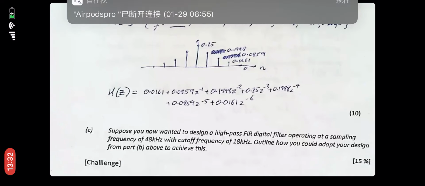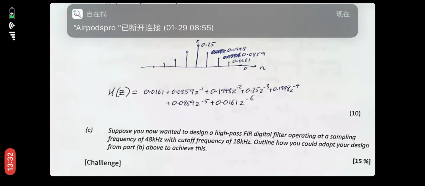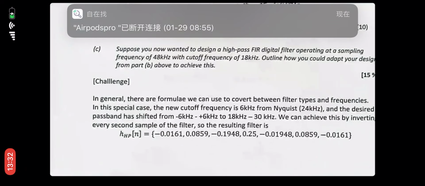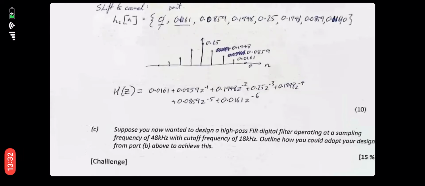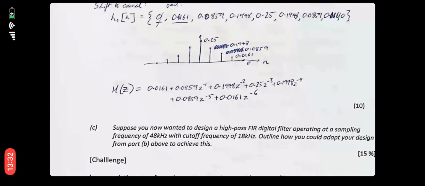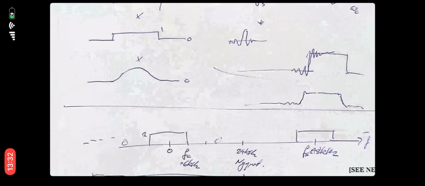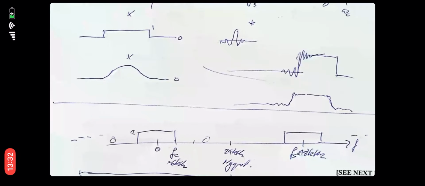0.94. So there are a few of these modifications that you can do when you're converting one filter to another. To go from low pass to high pass without changing cutoff frequency, you take the delta function, which is an all pass filter, and then subtract the filter that you've just designed as the low pass.